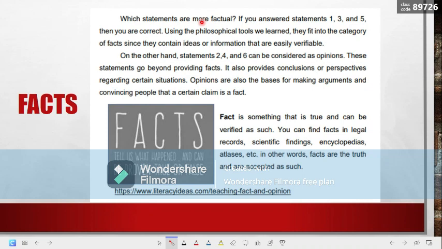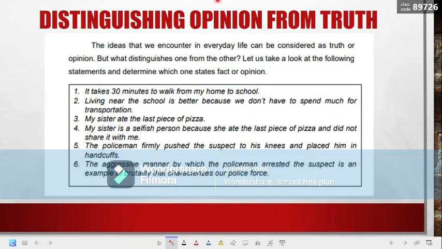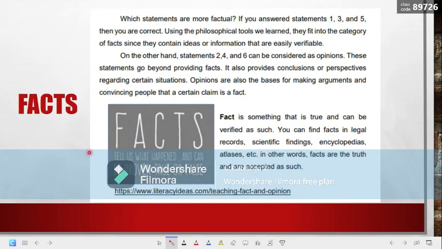Using the philosophical tools we learned, they fit into the category of facts since they contain ideas or information that are easily verifiable. Now, let's go back. That's number 1, number 3, and number 5. Okay? So these statements 1, 3, and 5 are easily verifiable. So this is based on facts.